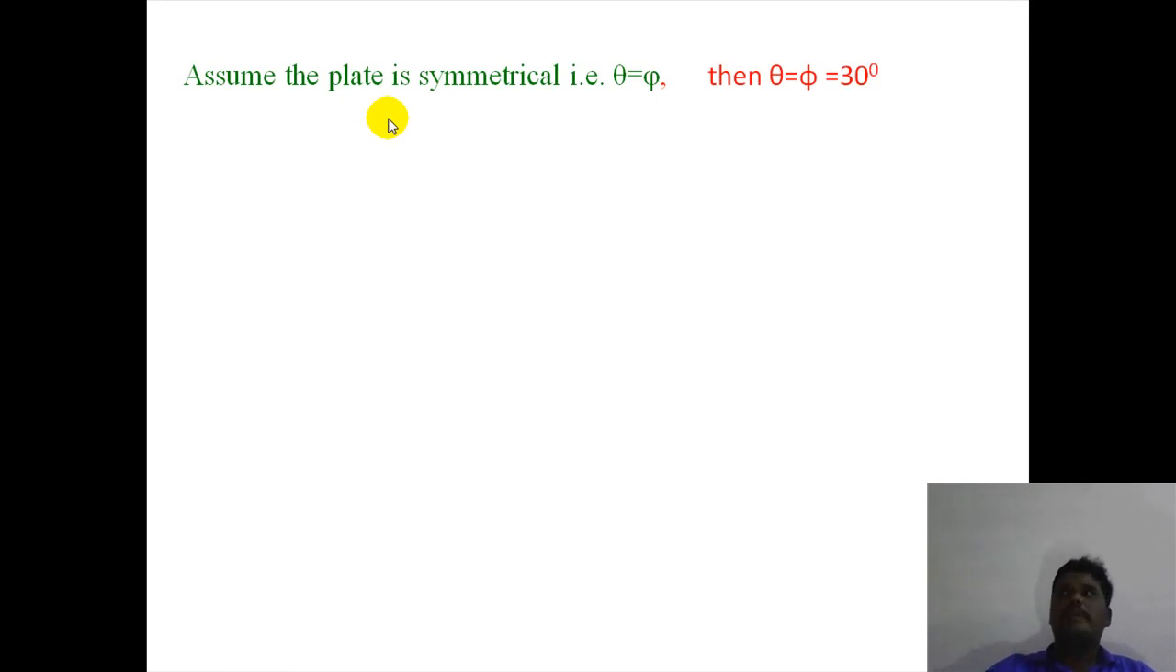Assume the plate is symmetrical. We are assuming the plate is symmetrical; without this condition we can't do the problem. Now theta is equal to phi. Theta plus phi is equal to 120. Now theta plus phi remains 30 degrees.